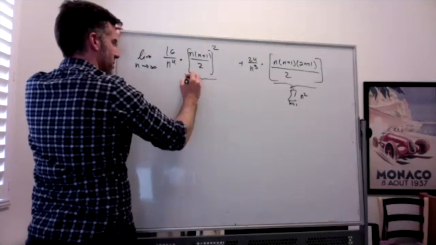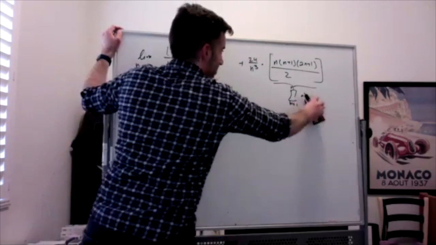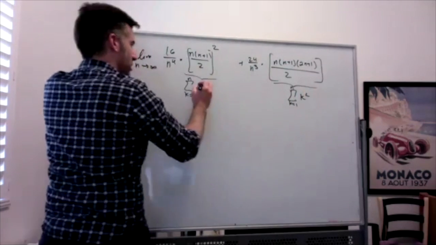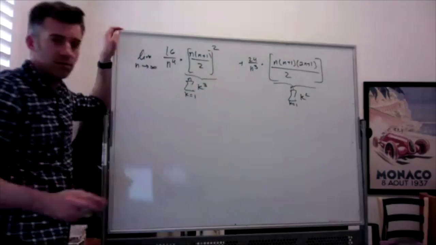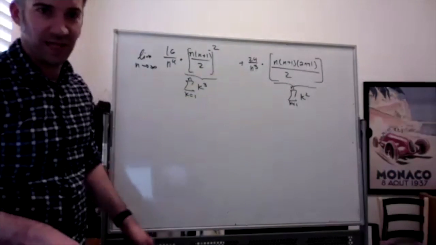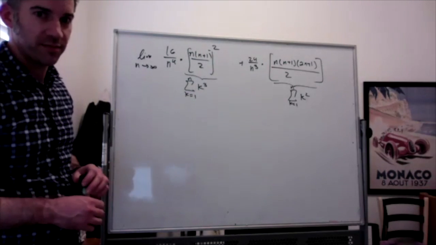from k equals 1 to n of k. Oh, sorry, maybe you were going to ask about that. That should be a k squared, and that should be a k. So go ahead with your question. Oh no, I figured it out. Thank you though, James.